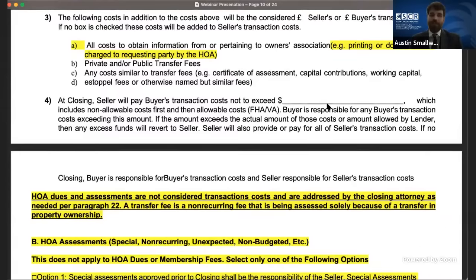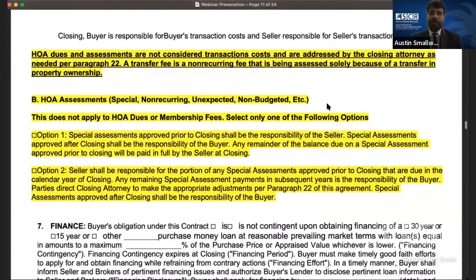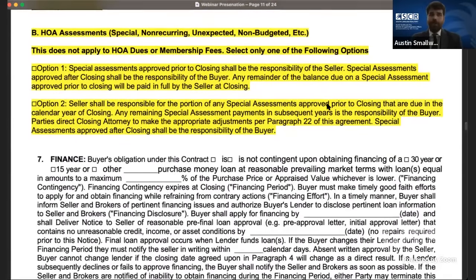Paragraph 3 is really addressing those costs that are solely being charged because the property is changing hands. But we are now adding into paragraph 6, HOA assessments. So this was previously covered somewhat in paragraph 22 of the contract. It is now being moved up, and there's now going to be 2 options based on some changes we're seeing in the market. The first option is what is currently available in our contract.